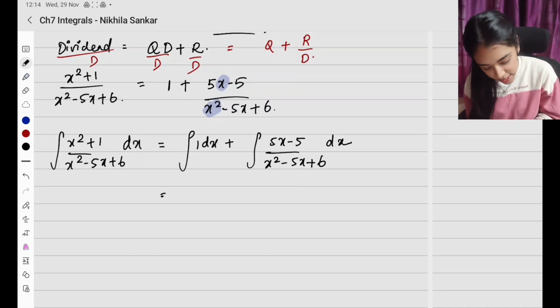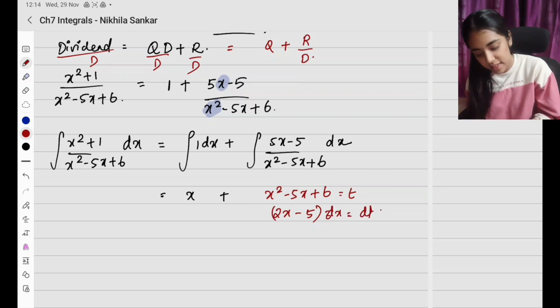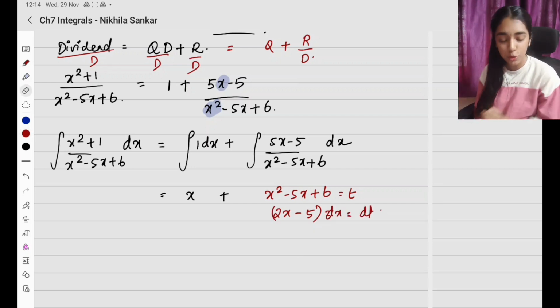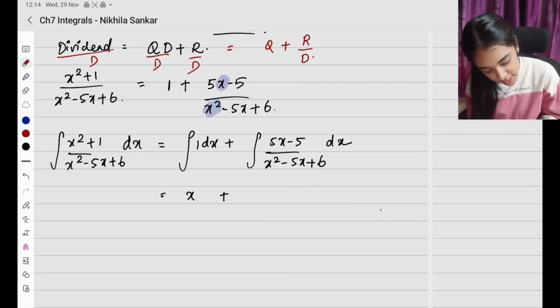Okay, so this is simply x plus, in the substitution method, enna panna porom? x square minus 5x plus 6 is going to be t. I have 2x minus 5 times dx equals dt. You see that the substitution method is not possible, in the numerator la 5x irukku. So inga nama enna panna porom? Partial fraction. Okay, so this is going to be integral I.